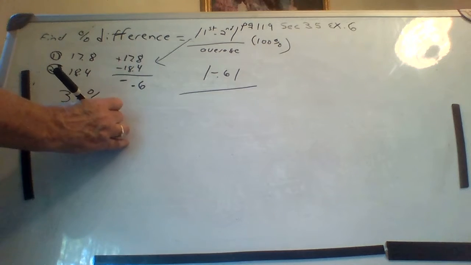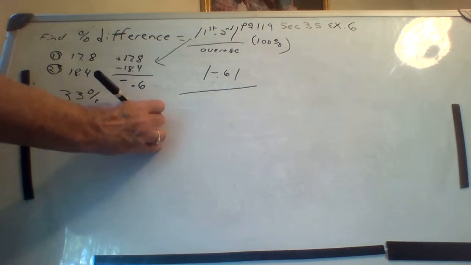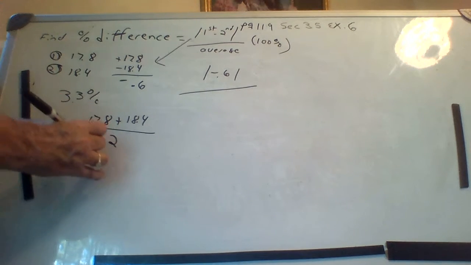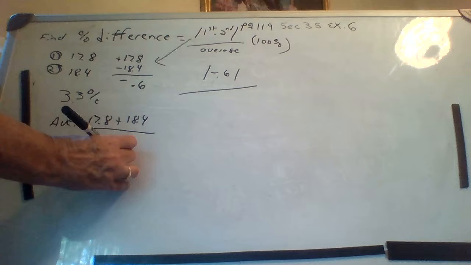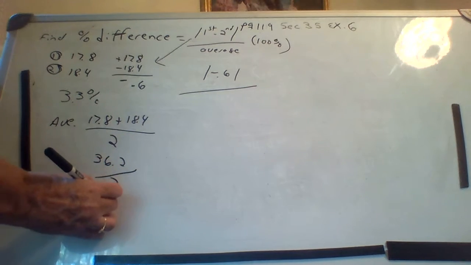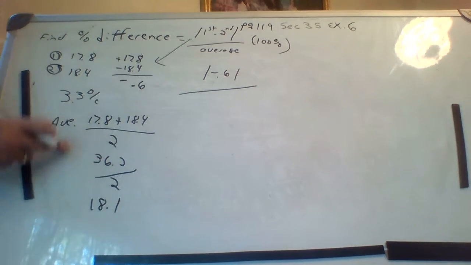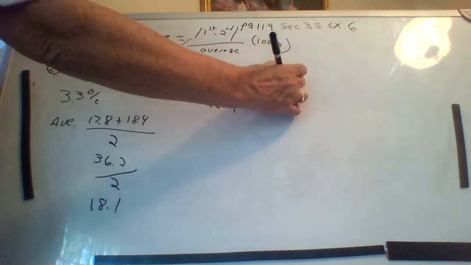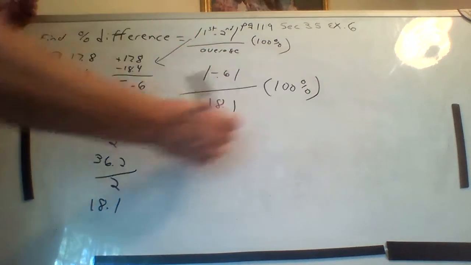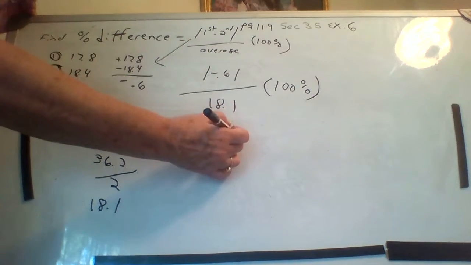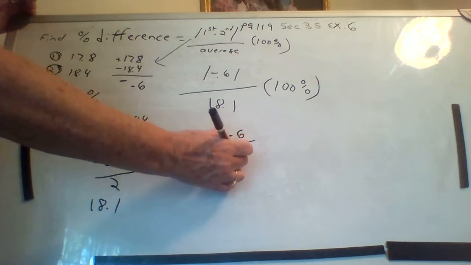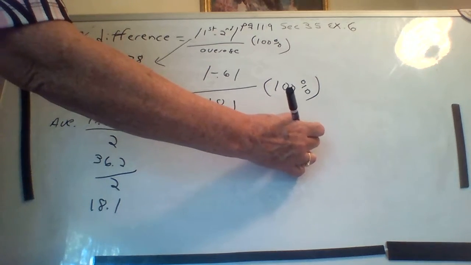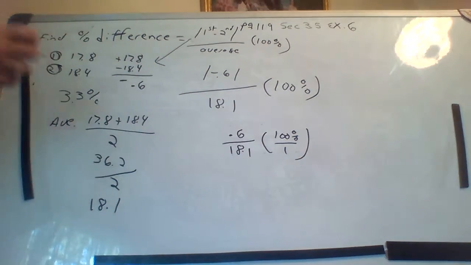The average is 7.8 plus 18.4 divided by 2, and that's going to give you 36.2 divided by 2, which gives you 18.1. So the average is 18.1, all times 100%. Okay, well, the absolute value of a negative is positive, so we're going to make that positive, times the 100%, correct?